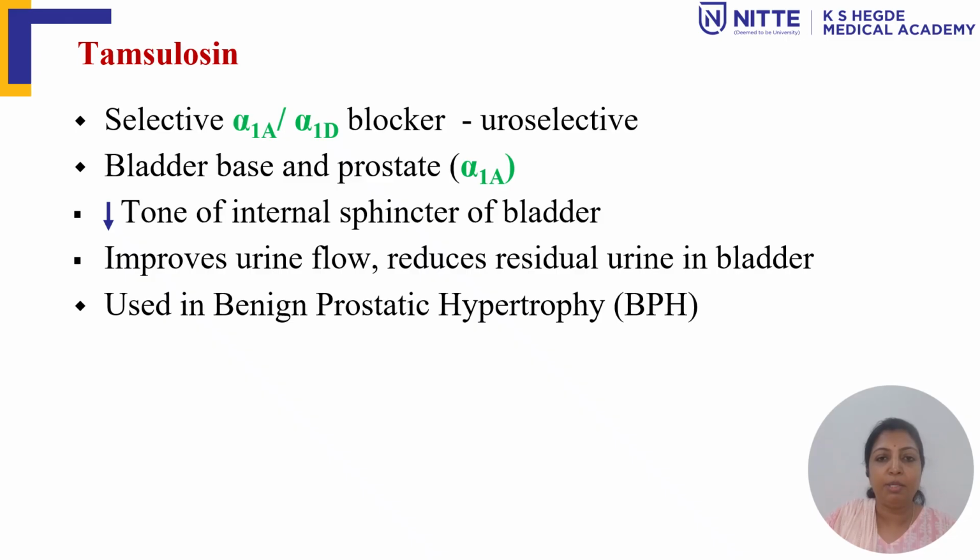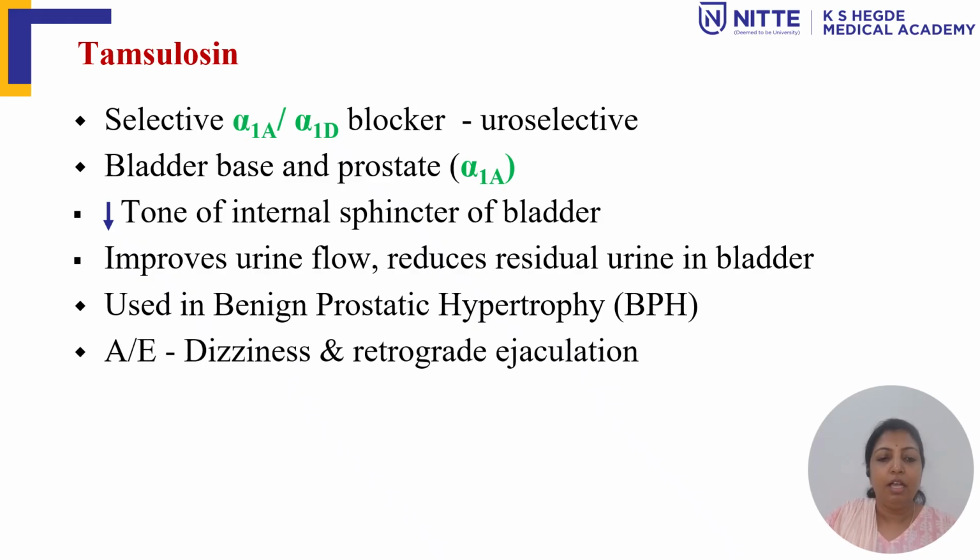So they do not produce much increase in heart rate or BP. There is no significant change in heart rate and BP, and they are better tolerated in patients who continue to suffer hypertension with terazosin or doxazosin. Adverse effects: it can produce dizziness and retrograde ejaculation.